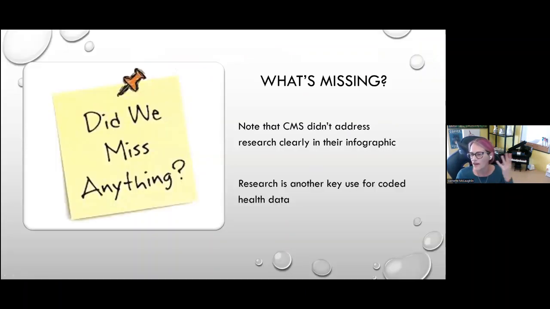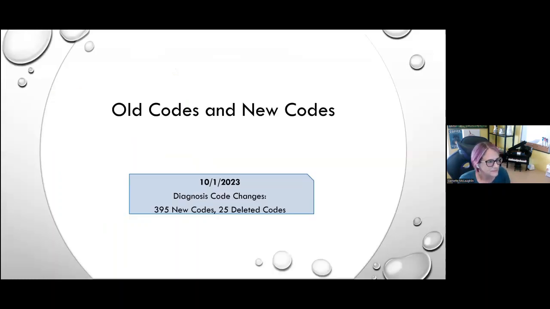You saw that the first graphic did touch on research, though CMS just kind of ignored it. But that is such a critical thing, and it's where these new codes come in: being able to facilitate research.